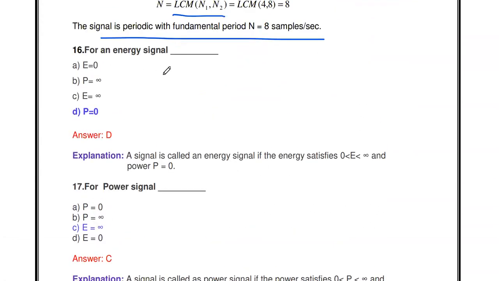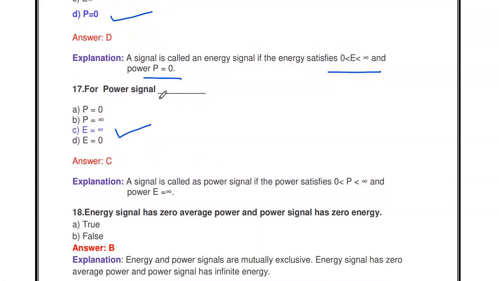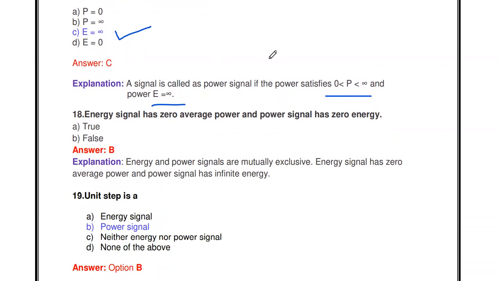Then the next classification: energy and power signal. For an energy signal, the power value should be 0. Just remember it, this is also an important thing. For an energy signal, the energy value is finite and the power value is 0. A signal is said to be an energy signal if the energy E is between 0 and infinity, that is a finite value, but the power value is equal to 0. Similarly, for a power signal, the energy value is equal to infinity. So for a power signal, the power value is finite but the energy value is infinity. So these are all the conditions for power and energy signals.